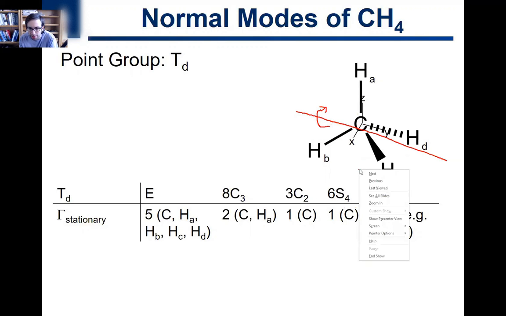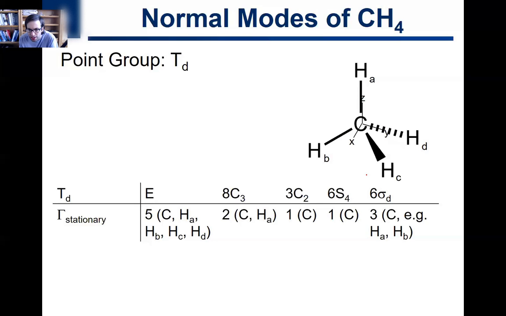And then you have a sigma d. The sigma d, there's 6 of them. Probably the easiest one to see is this one that's flat in the screen here. And so that would be a mirror plane here, right? And so this basically angle, all of those atoms are in the plane. So those aren't going to move, HA and HB. And then HD and HC, where HC is in front of the plane and HD is behind the plane, those are going to move. So since you have 3 atoms that are in the plane, that's going to get you a value of 3.